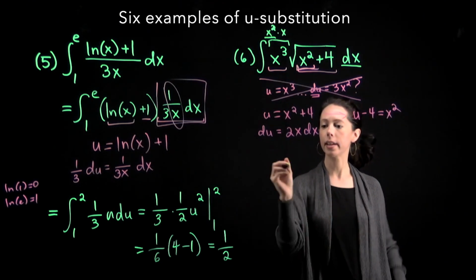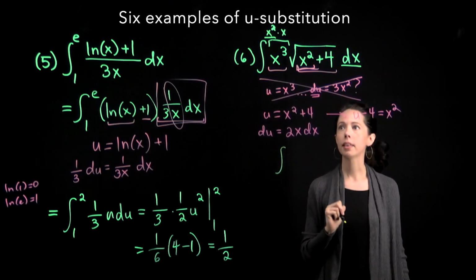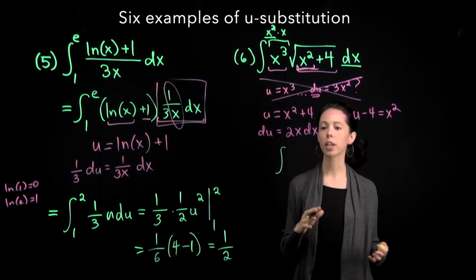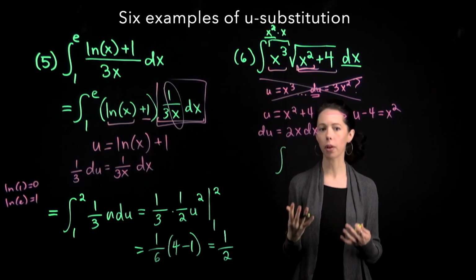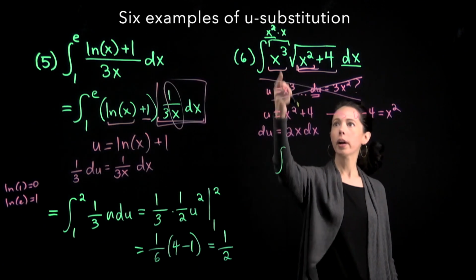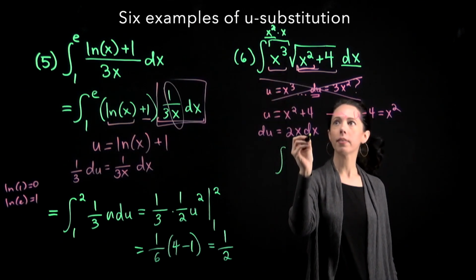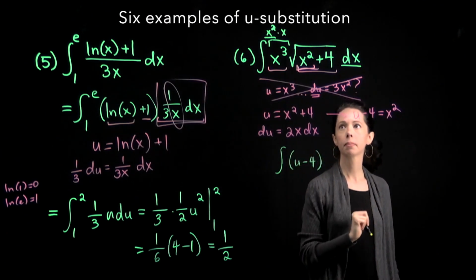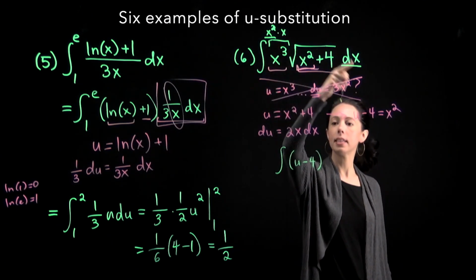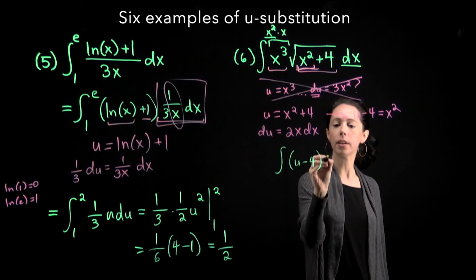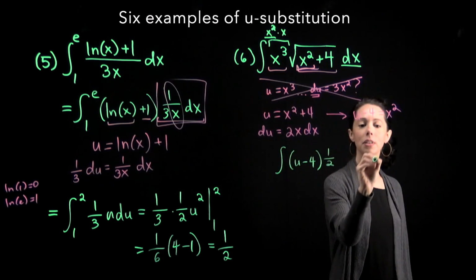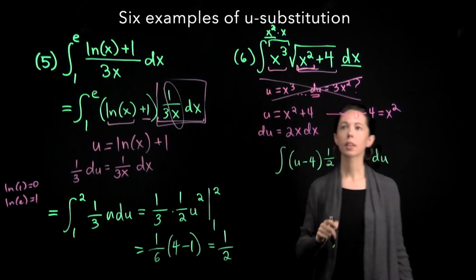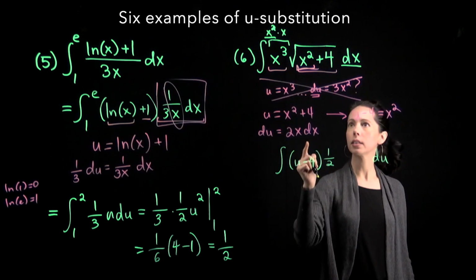So let's go ahead now and make all our replacements. This is an indefinite integral, so I'm not going to need to change bounds, but after I anti-differentiate, I will need to revert back to the original variable x. Okay, so where I had x cubed, I'm going to think of that as x squared, so that's u minus 4, times x dx. x dx is 1/2 du. Let me write 1/2 du like that, and then we'll put the square root in the middle. Square root of x squared plus 4 is going to be square root of u.